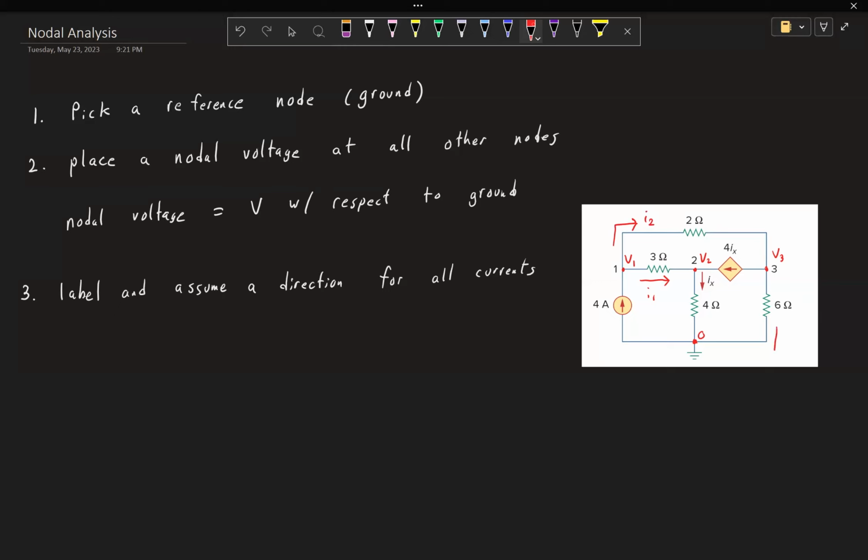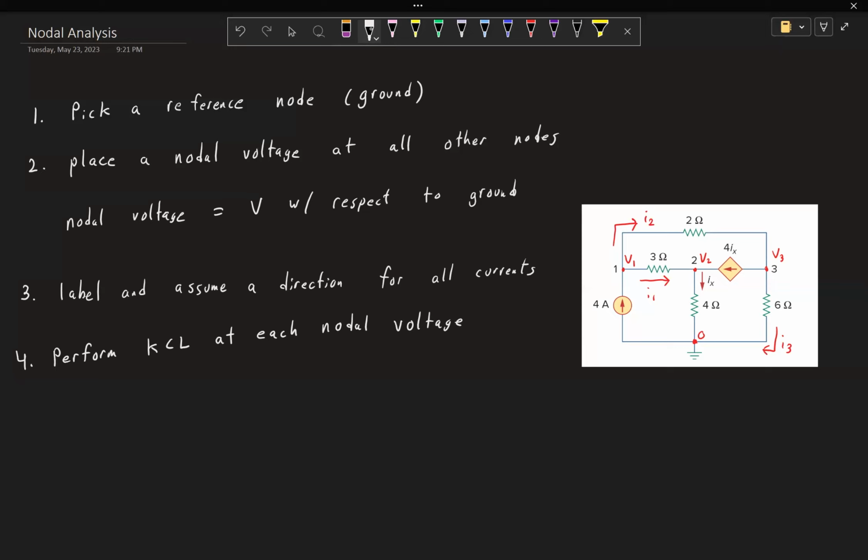And then we'll call this one I3. Now, obviously, there is some current flowing at each one of these. And if the direction you picked is wrong, then if you were to solve for this I1, I2, or I3, it would just come out to be a negative number. But if you assumed it the correct direction, it'll be positive. So now step four is to perform KCL, which is Kirchhoff's current law, at each nodal voltage.